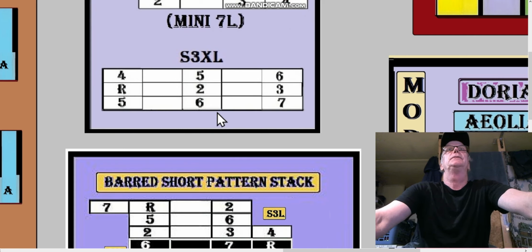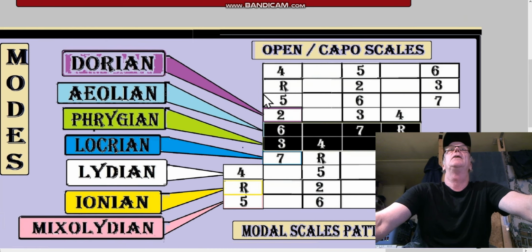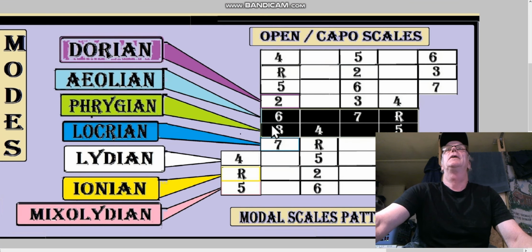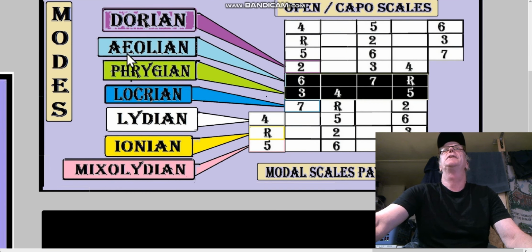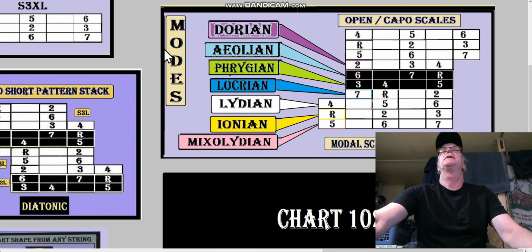Okay, once you get into this pattern, all right, so let's look over here for a minute. Okay, I'll try to get this onto the screen here. I knew I'd have trouble with this.